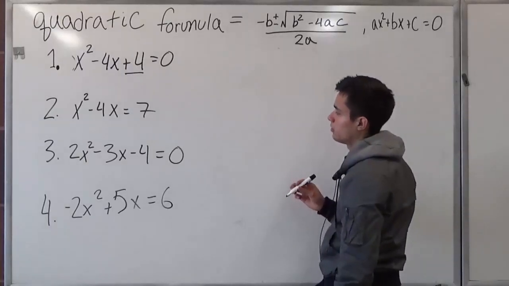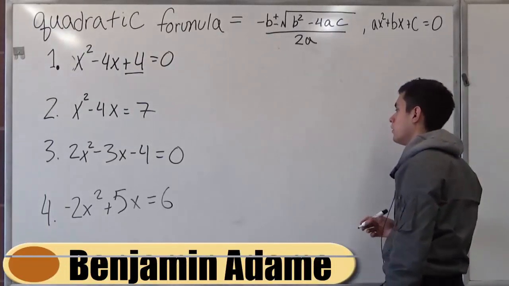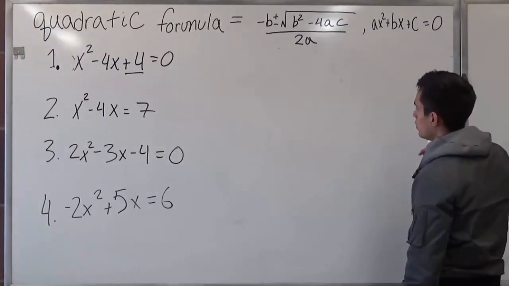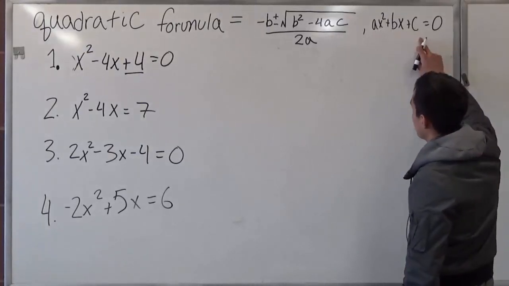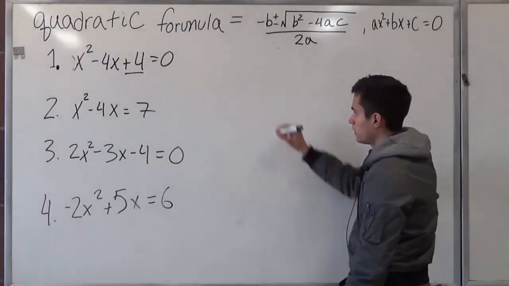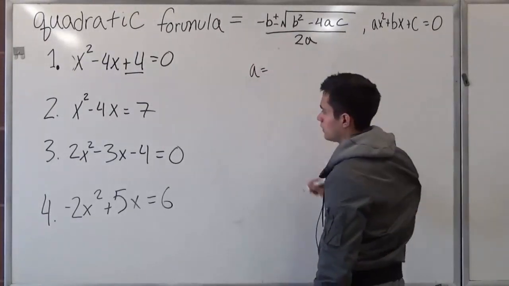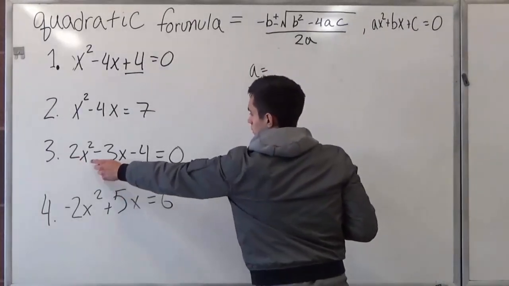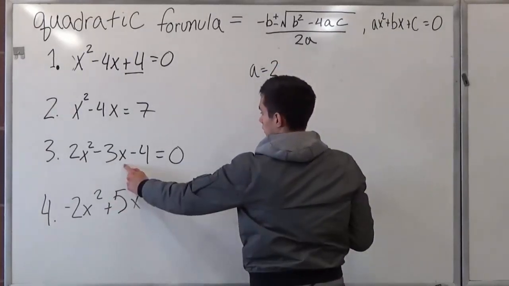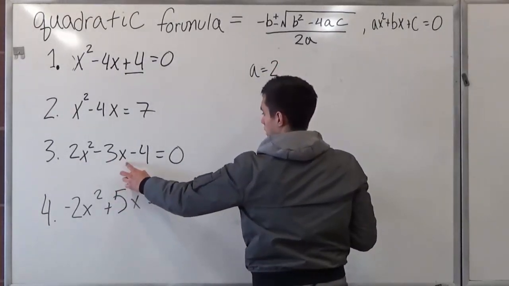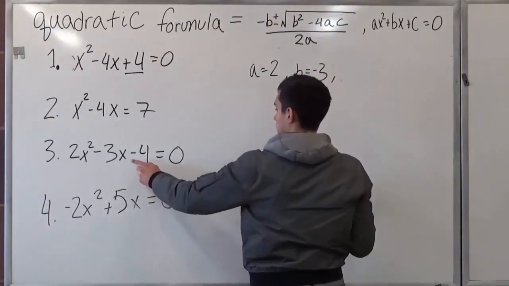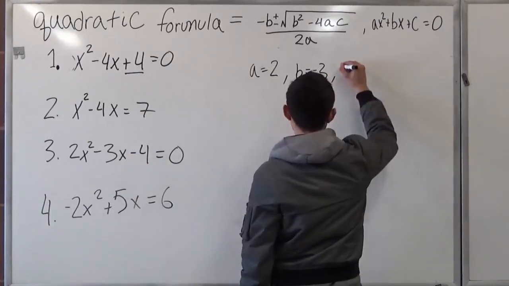2x squared minus 3x minus 4 equals 0. So off the bat, we already know what we have to do. We have to know their leading coefficients so that they're plugged back into the quadratic formula. So I already know that A is equal to 2, because the number next to x squared is 2. B is equal to negative 3, because the number next to x is negative 3. And C is equal to negative 4, because it's just the constant.